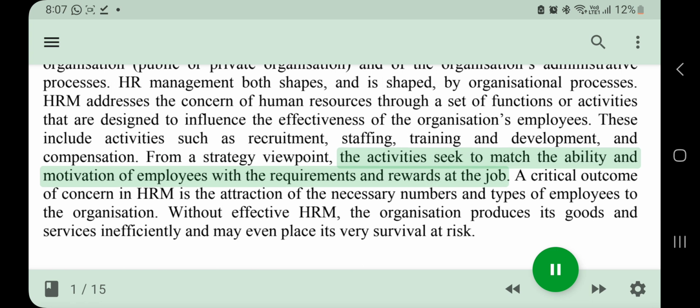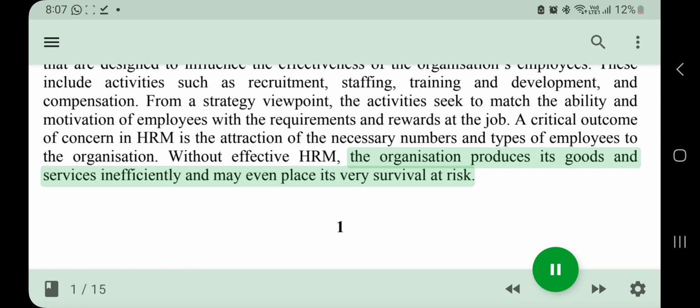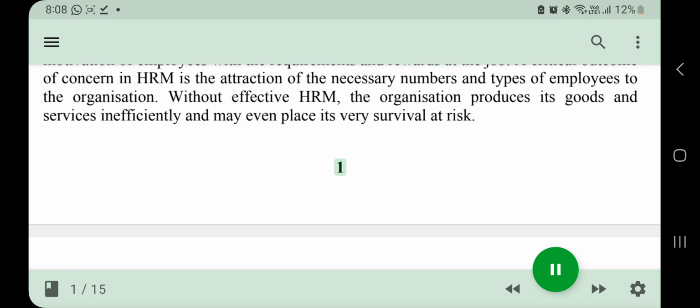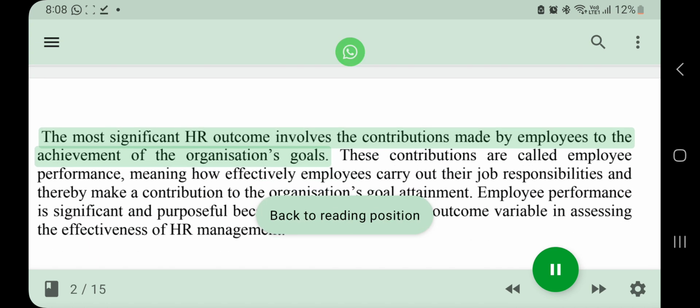From a strategy viewpoint, the activities seek to match the ability and motivation of employees with the requirements and rewards of the job. A critical outcome of concern in HRM is the attraction of the necessary numbers and types of employees to the organization. Without effective HRM, the organization produces its goods and services inefficiently and may even place its very survival at risk. The most significant HR outcome involves the contributions made by employees to the achievement of the organization's goals.